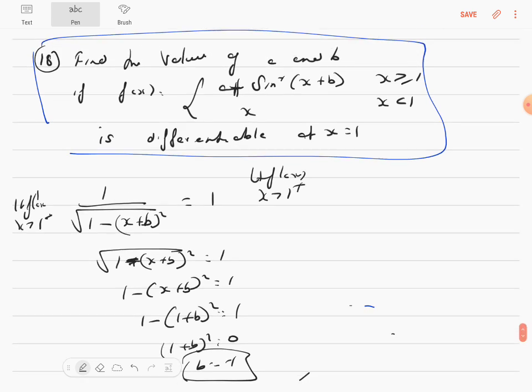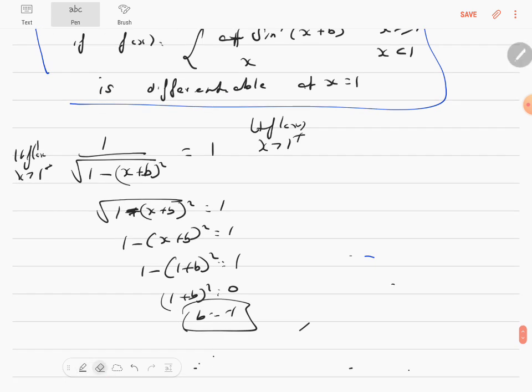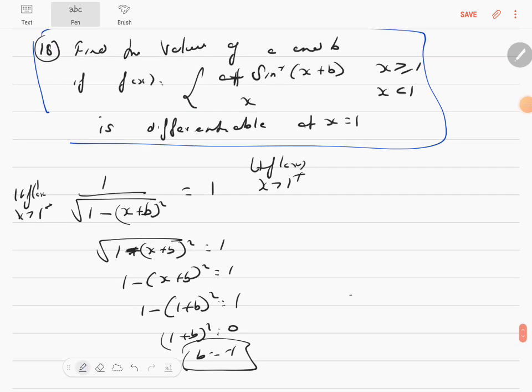Find the value of a and b. A is disappearing, so irrespective of the value of a, it can be any value. So a can take an element of R. Let me check the answer one second. Like we did in the previous sum, every differentiable function has to be continuous. We can also check the continuity for the left hand side and right hand side.